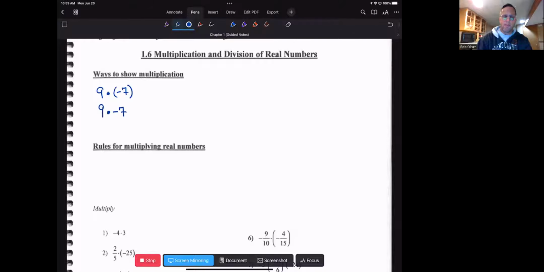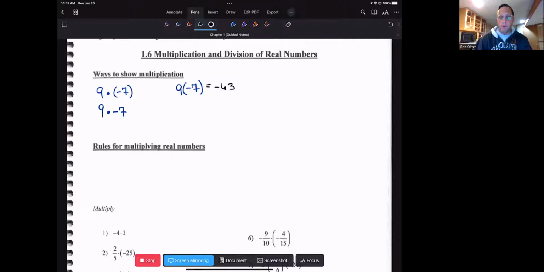We can show multiplication where we don't even use a dot. We can just show the number in parentheses right up against the 9, and then there's no symbol other than the fact that it's right up against the parentheses, and then times -7, just like that. And I haven't been answering these, but by the way, this is -63.